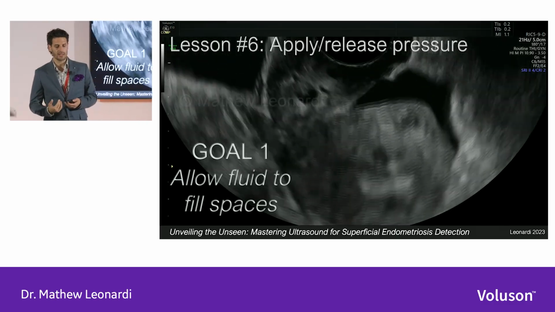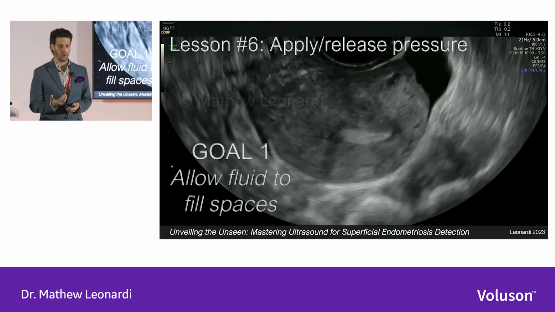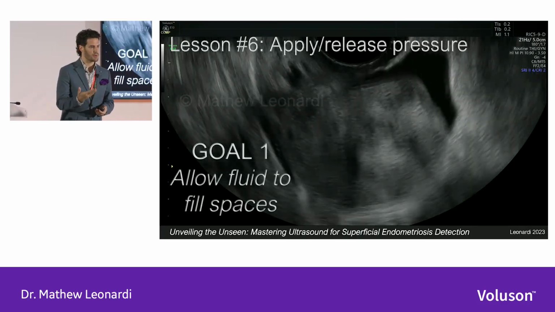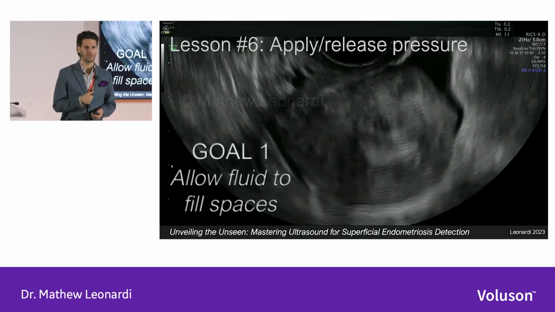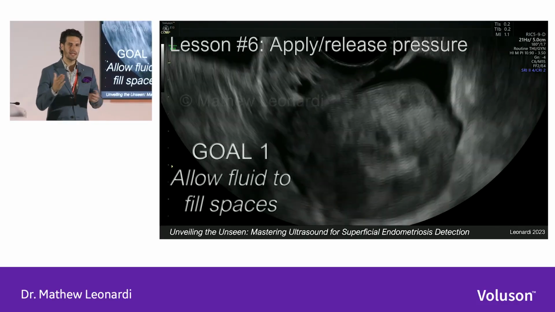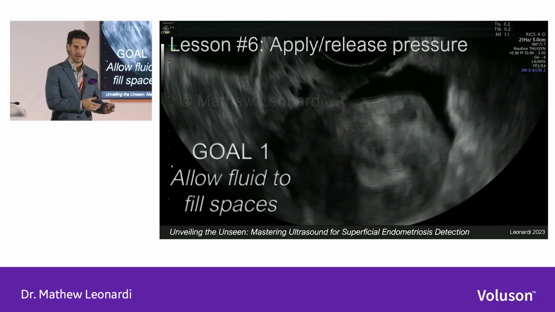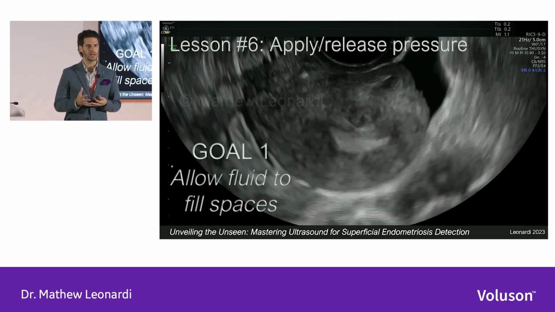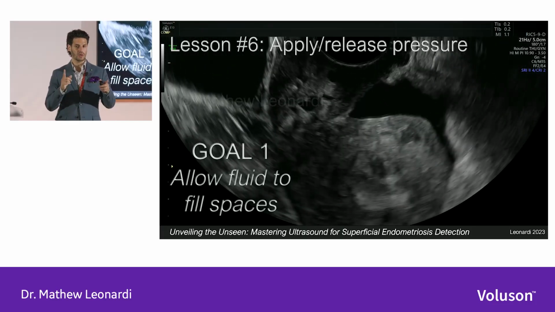So the triangle sign is a concept that we're pushing forward to evaluate rectouterine pouch, pouch of Douglas obliteration in those who have a retroverted uterus. You can have a negative sliding sign and a negative triangle sign, meaning those spaces don't separate, there's no movement between them. But you can also have a discrepancy.